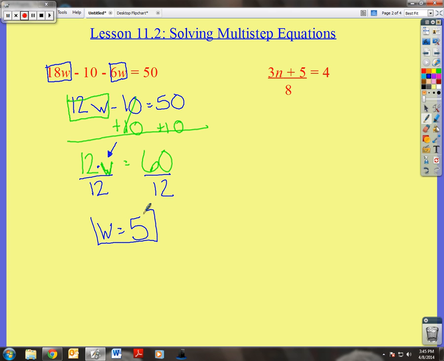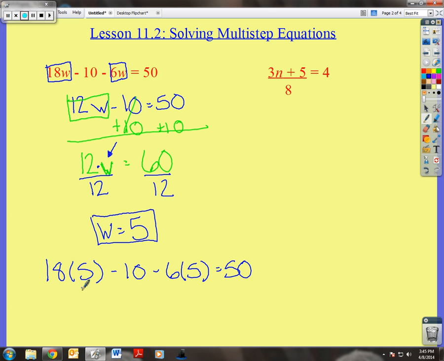Now, I can always check this to make sure this is true. Checking it, I would just substitute that 5 back into my original equation. So I have 18 times 5, minus 10, minus 6 times 5, and I'll cross my fingers and hope all this is equal to 50.